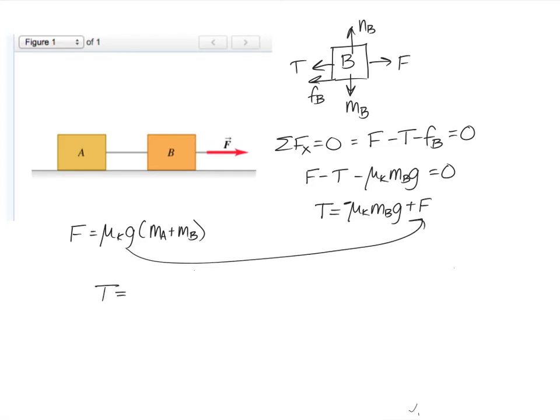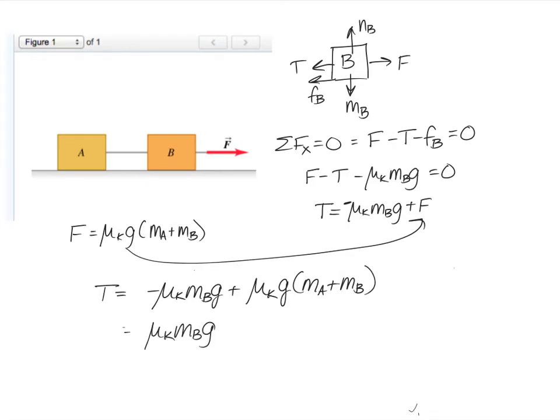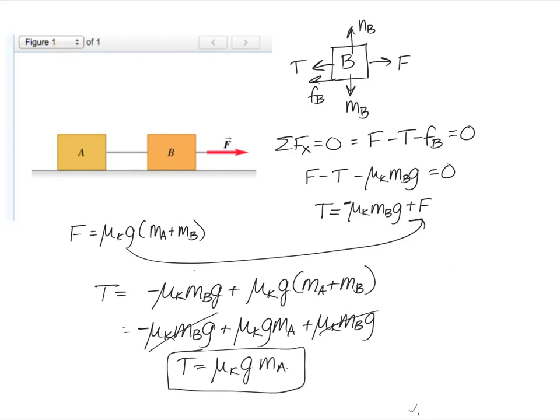So T is equal to minus mu sub k m_b g plus mu sub k g times (m sub a plus m sub b). And look, this goes away, and once again, we find this is the expression for tension, which of course should be the same regardless of which mass we focus on.